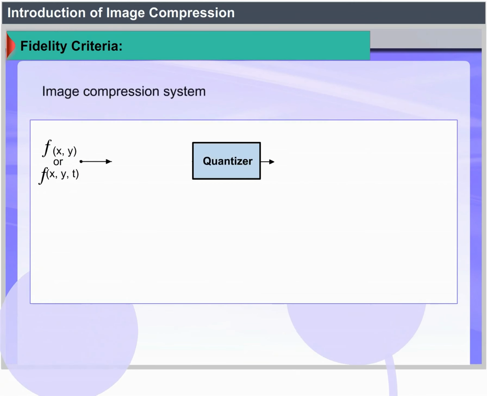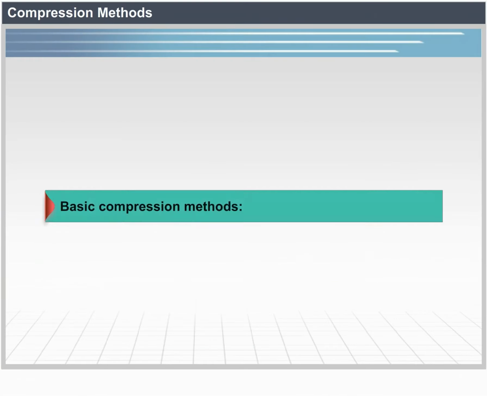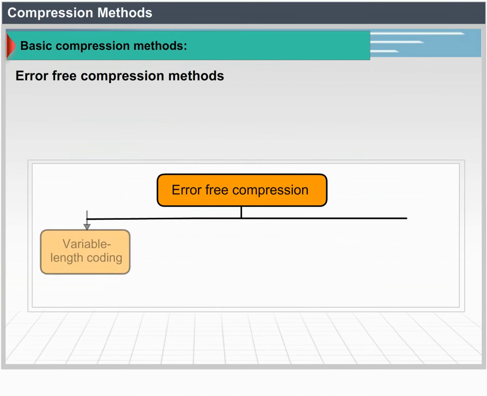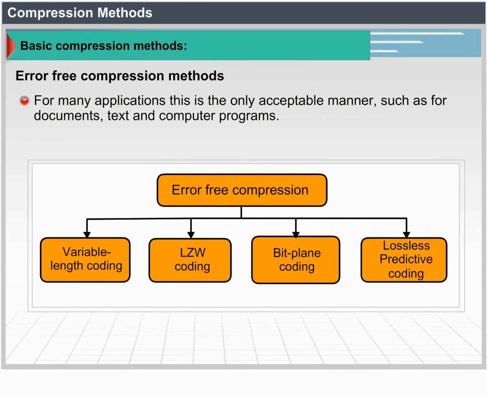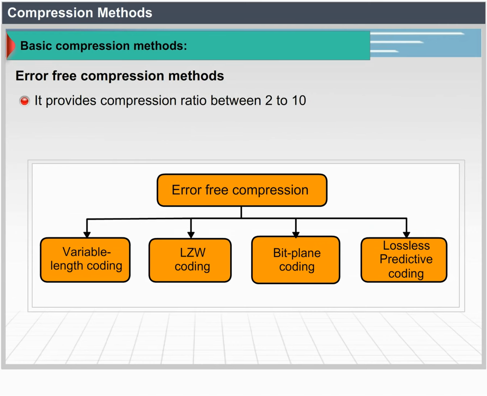The image compression system block diagram is shown on the screen. Compression methods. Basic compression methods. Error-free compression methods. For many applications, this is the only acceptable manner, such as for documents, text, and computer programs. Lossy compression is often used for images because they are already an approximation of reality, with the spatial and intensity quantization and errors in the projection system. It provides a compression ratio between 2 and 10.